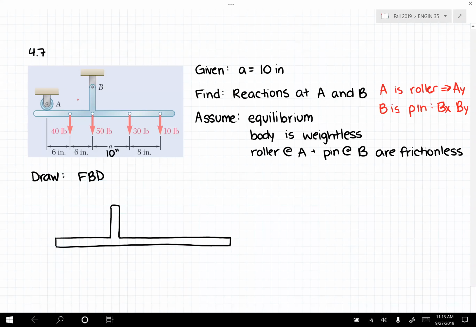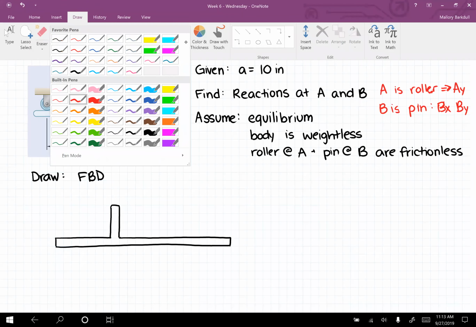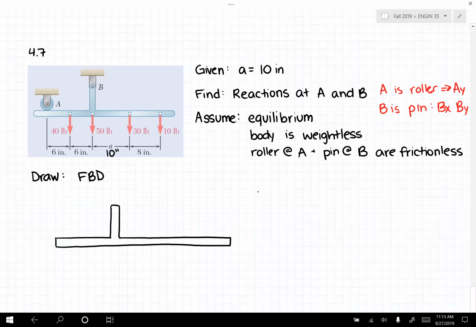Once I free the body and I've drawn the body, I'm going to draw in all of my known forces and my dimensions. So our first step is free the body from supports. And our second step is to draw in our dimensions.